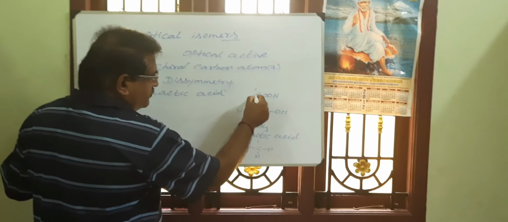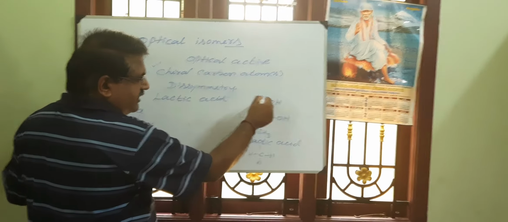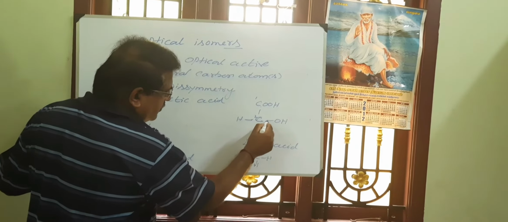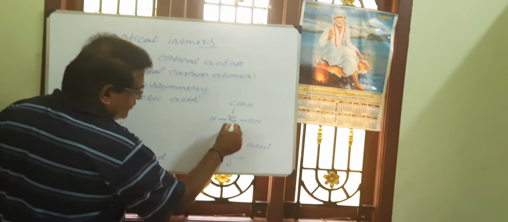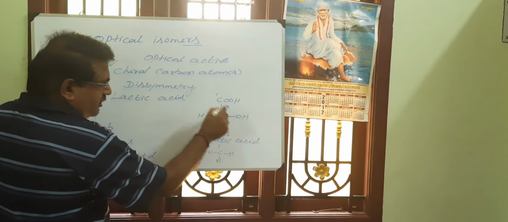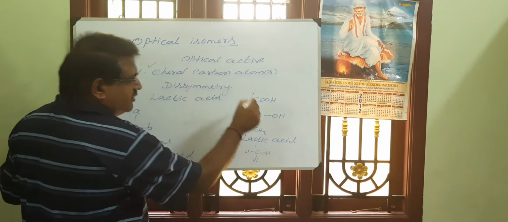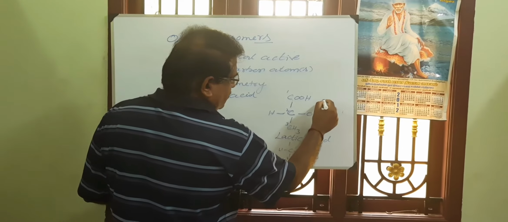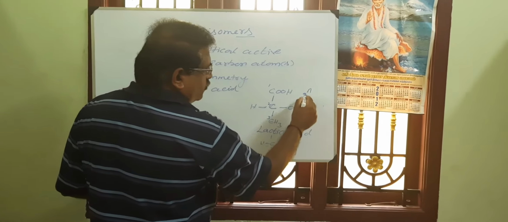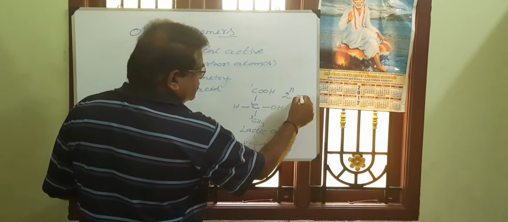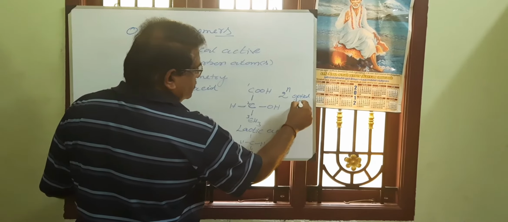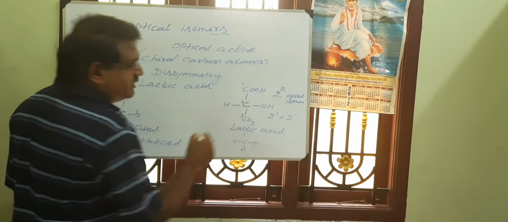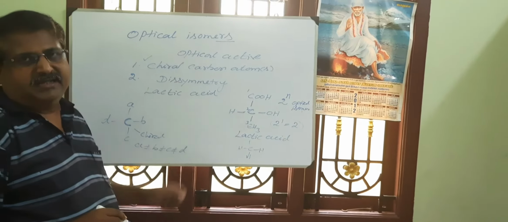Now what about this carbon atom? This is also not a chiral carbon atom because there are 2 O attached to the same carbon atom. Now look at this carbon atom. Here H, here OH, here COOH, here CH3. All the 4 groups are different from one another. So this is a chiral carbon atom. When a molecule has n chiral carbon atoms, the molecule can exhibit 2 power n optical isomers. Here 1 carbon atom, so 2 power 1 is equal to 2. There are 2 optical isomers possible for this lactic acid.